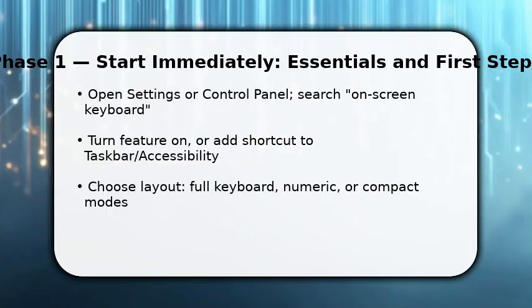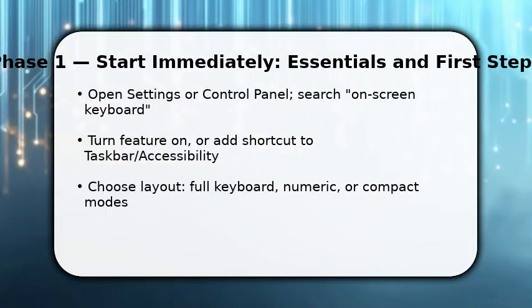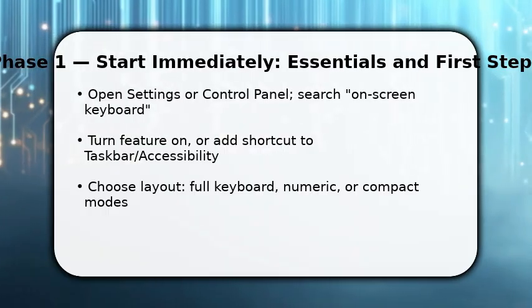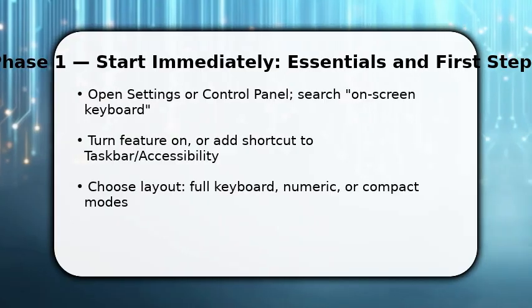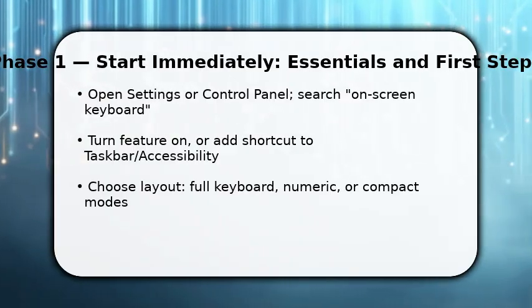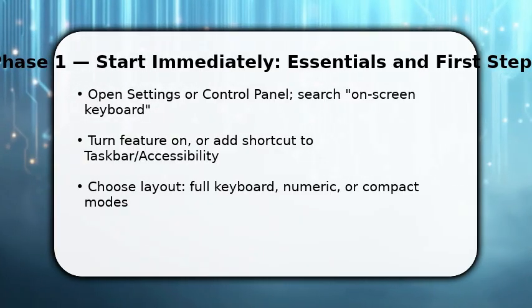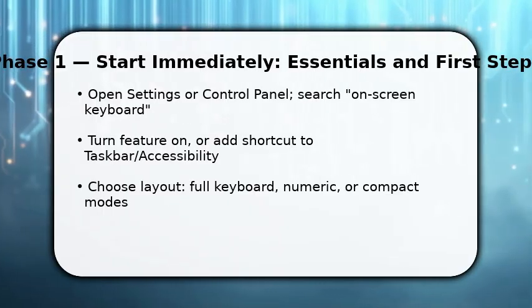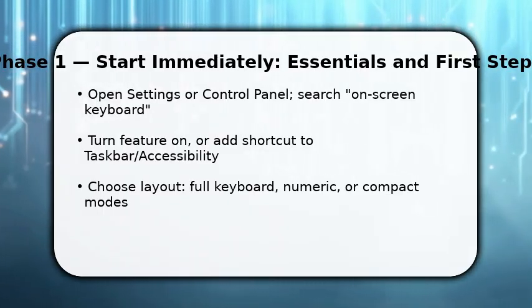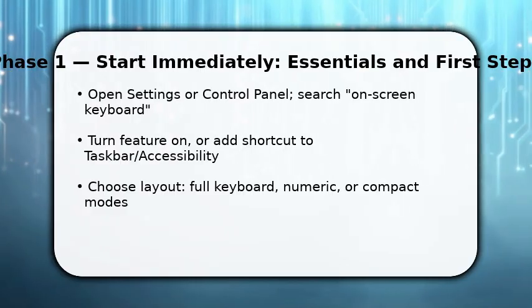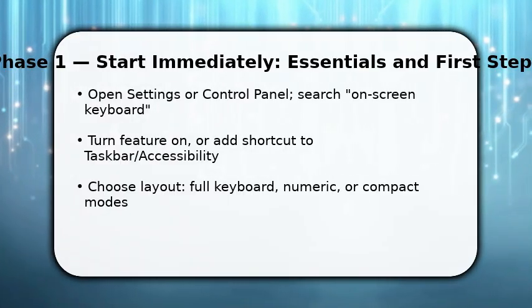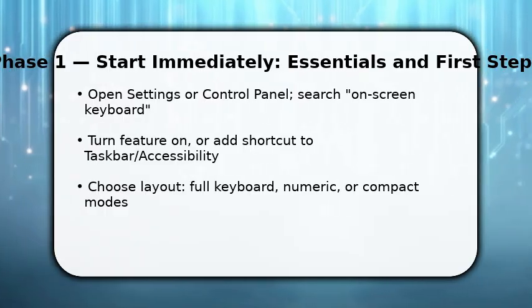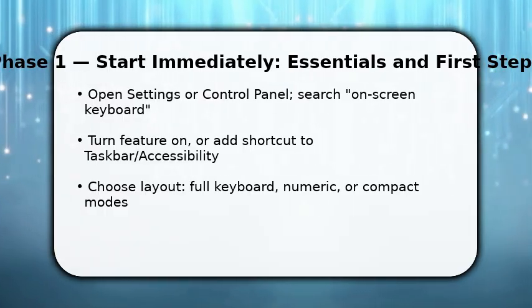You start by enabling the on-screen keyboard so you can type without a physical keyboard. Open Settings or Accessibility and turn the feature on. Make sure you allow it to appear on the taskbar for quick access. Once done, pick a layout that matches your task: full for long typing, compact for touchscreens, numeric for PINs. You'll know it's active when a keyboard overlays the bottom of the screen. Keep this open as you move to customize input behavior.